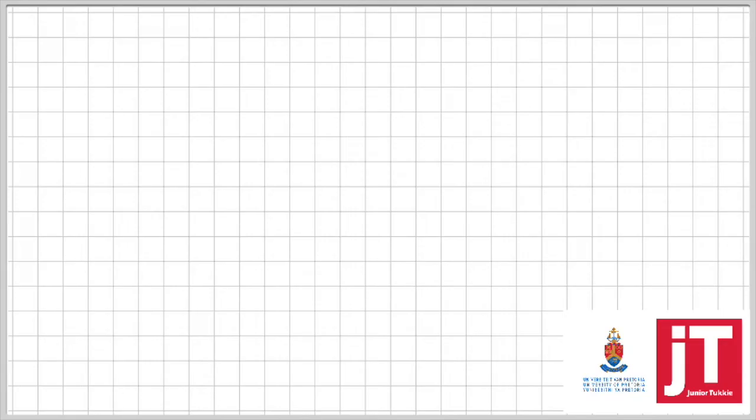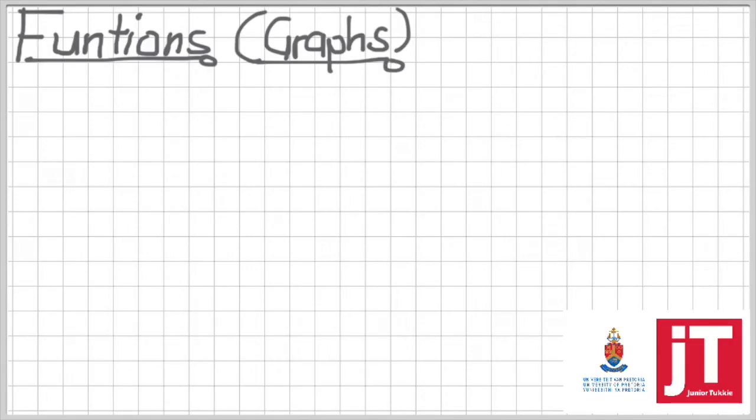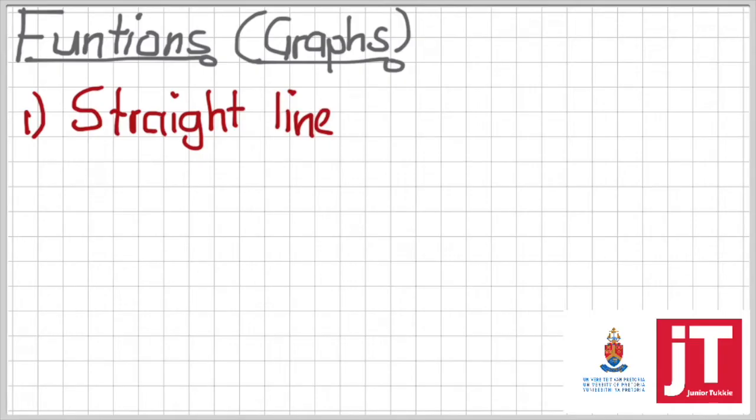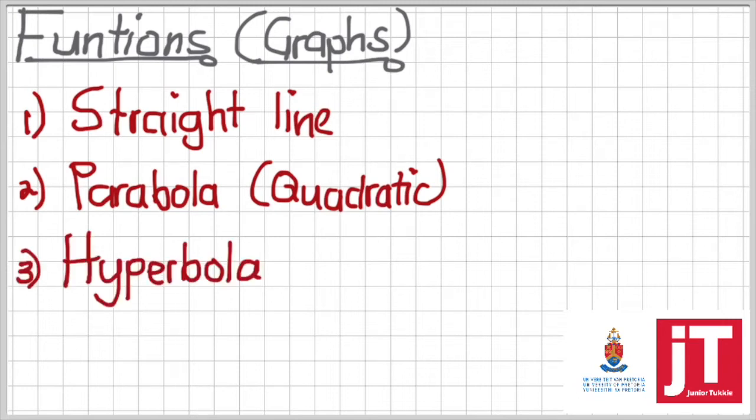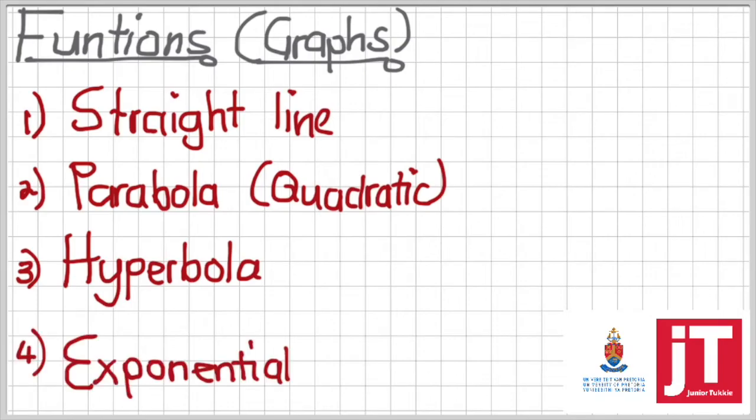My name is Mr. T, and I'm excited to be presenting to you a lesson on graphs, commonly known as functions. There are mainly four graphs that you need to have a full understanding of at grade 10. The first one is a straight line. The name is suggestive. It's a straight line. The second one is a parabola, which is also known as a quadratic graph. The third one is a hyperbola. The fourth one is an exponential graph.